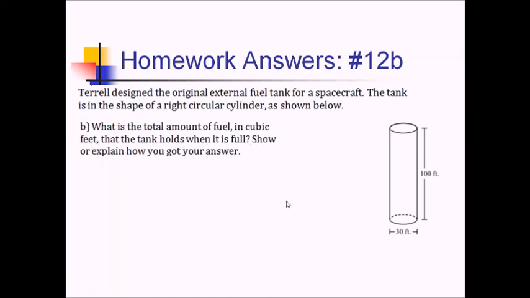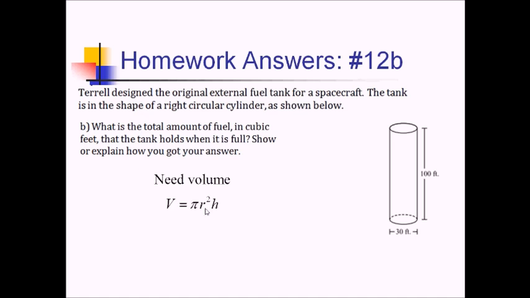For part B here, we want to know the total amount of fuel that this tank can hold. So for total amount of something inside a shape, we're talking about the volume. And they also told us it was in cubic feet, so that's also a tip-off we need volume. So then the volume formula for a cylinder, that's pi r squared times the height.